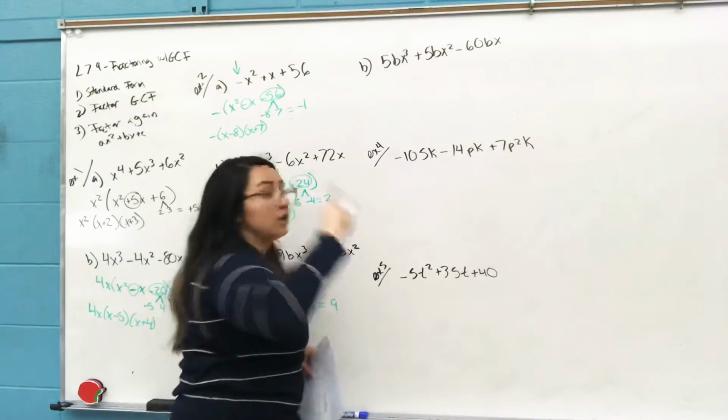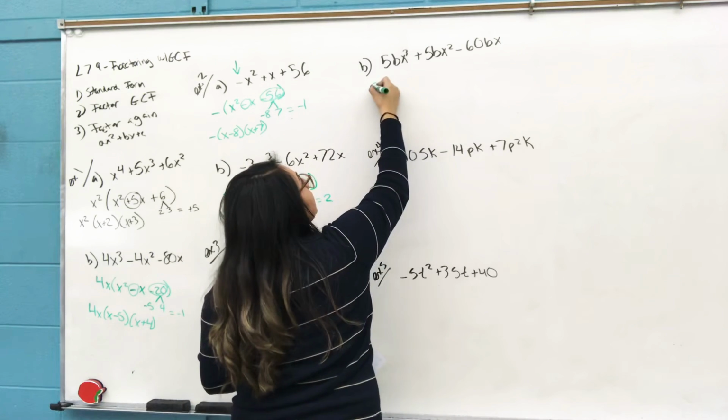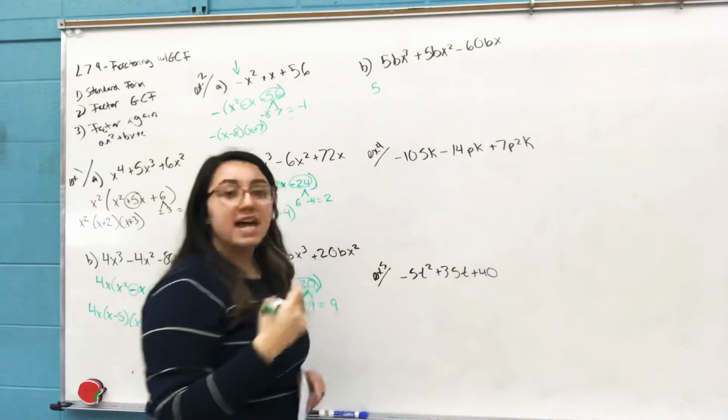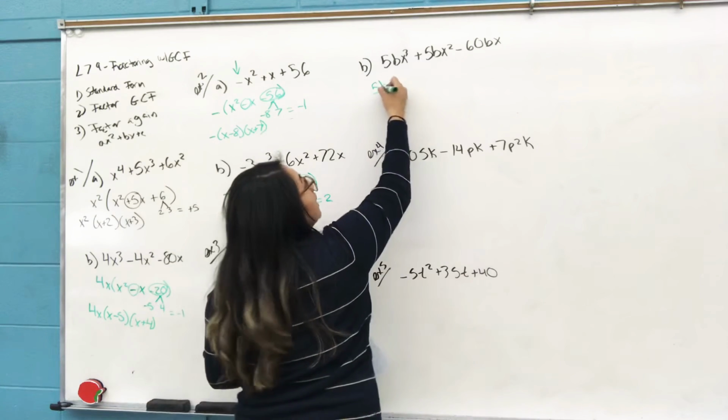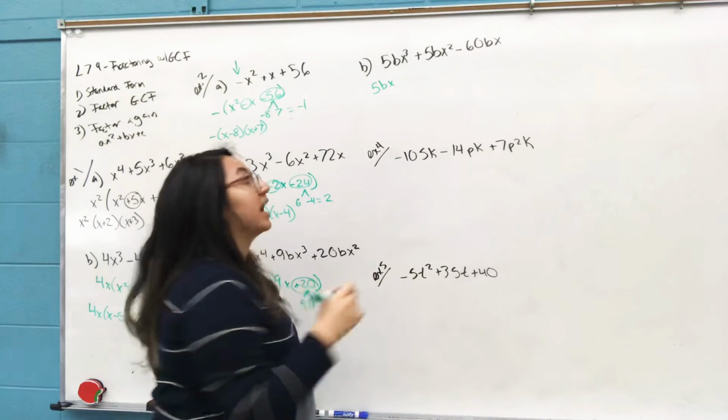The top one, always make sure you factor out numbers first. 5, 5, -60, they have at least a 5 in common. It looks like they have at least a b in common. They all have one b. And then for x's, they all have at least one x in common.